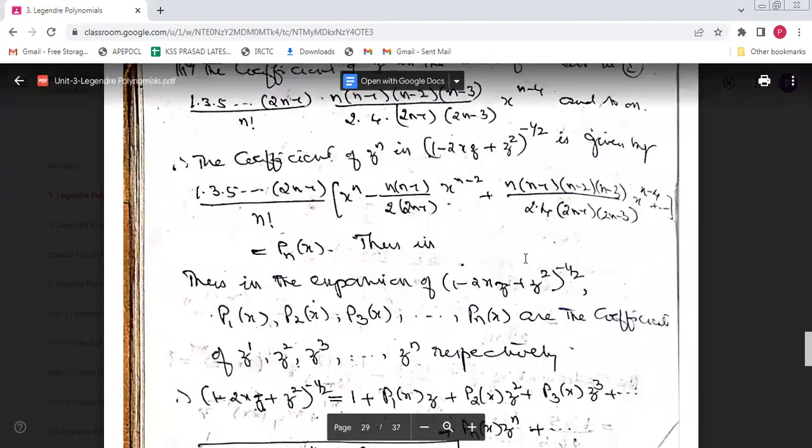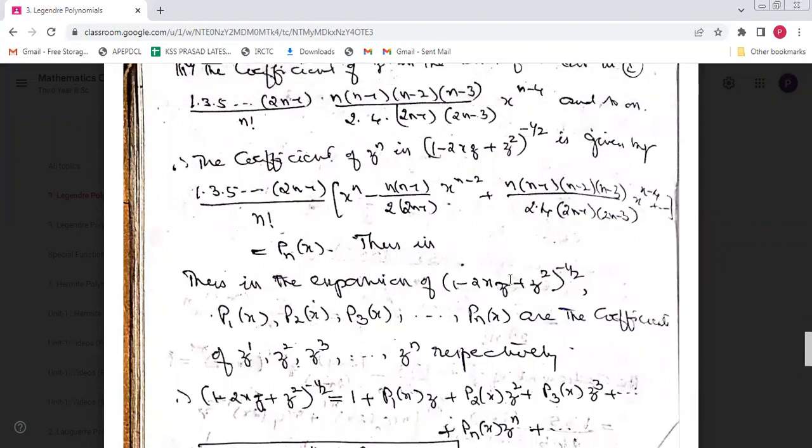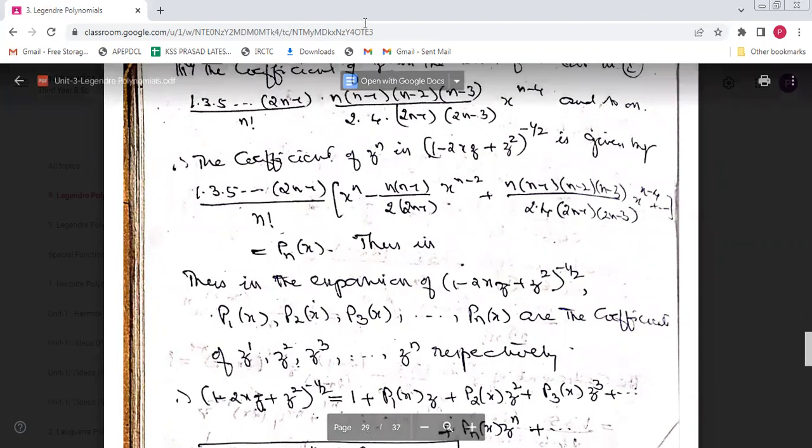Okay. So in this way we conclude the generating function of Legendre polynomials. This is also an important question, so please keep it in your mind. I'm going to stop it here. Thank you.